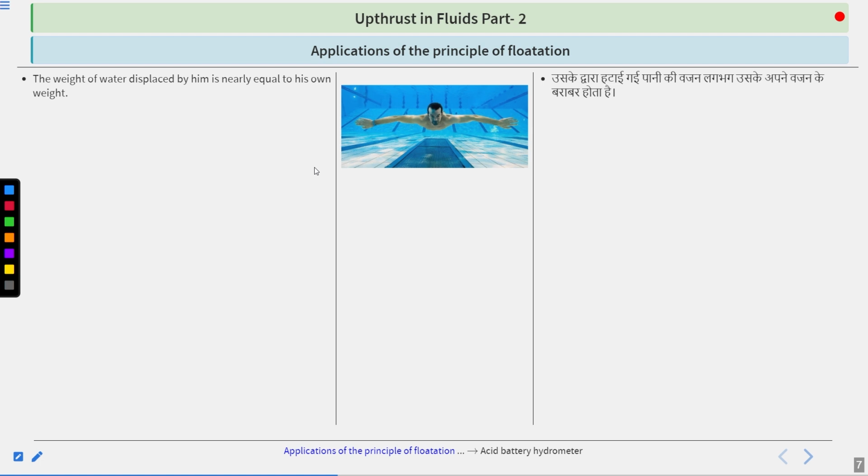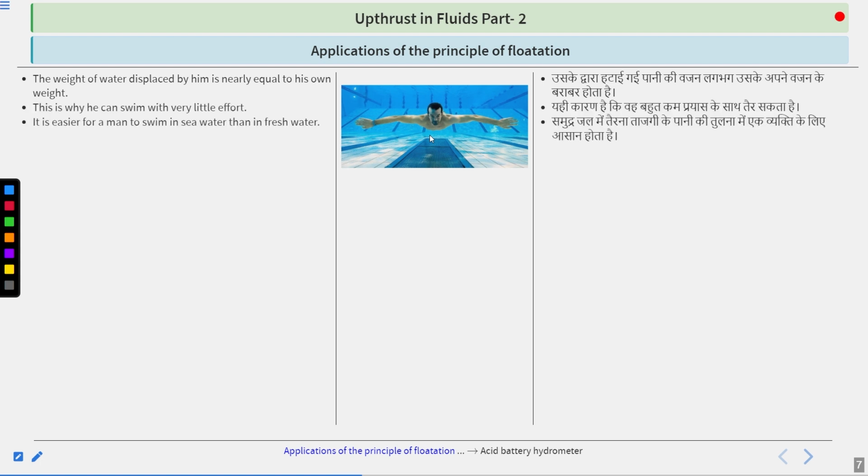The weight of water displaced by him is nearly equal to his own weight. Now here you can see, this is the picture. This is why he can swim with very little effort. It is easier for a man to swim in sea water than in fresh water. Why? Because the density of sea water is higher than fresh water.